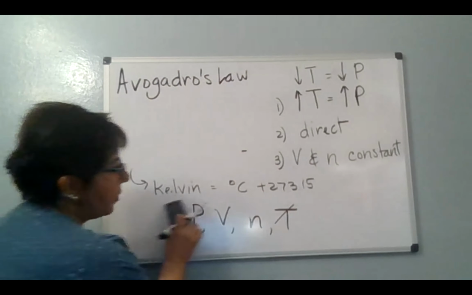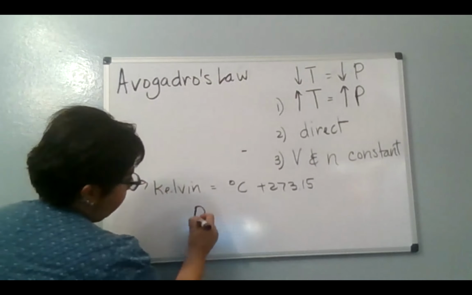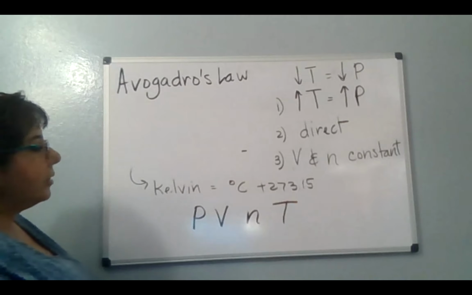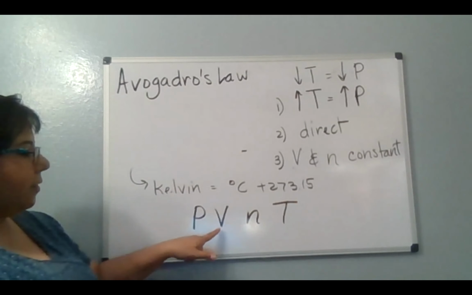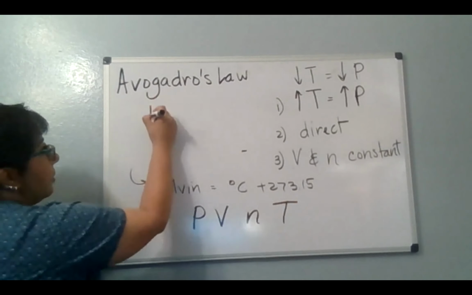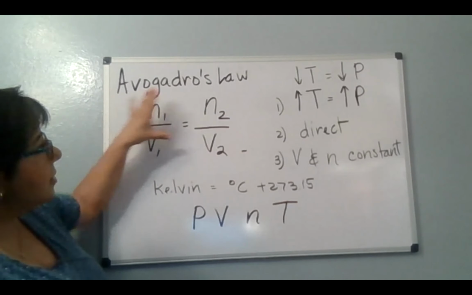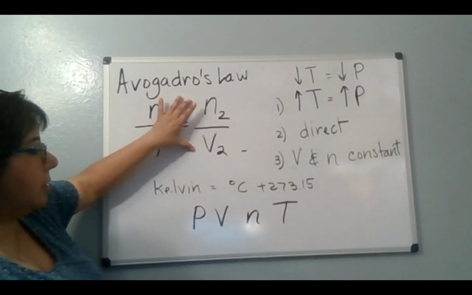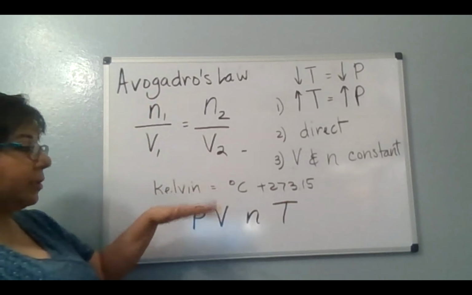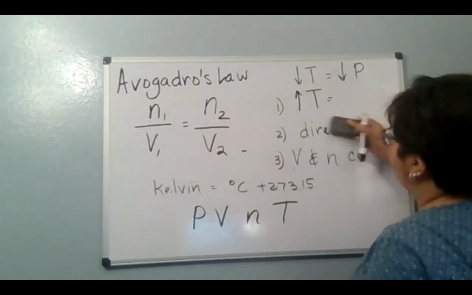Next is Avogadro's law. Avogadro's law relates number of moles and volume. The relationship looks like this: N1 over V1 is equal to N2 over V2. So this is a first set of conditions. This is a second set of conditions. Again, we're assuming that we're working under Kelvin temperatures. Let's fill in this side of our notes.